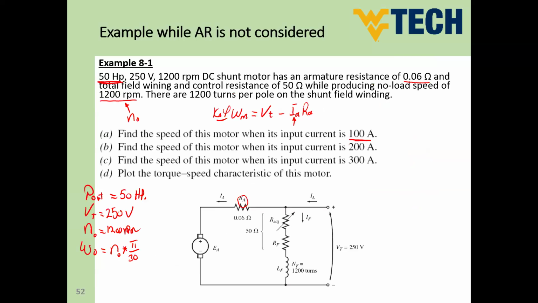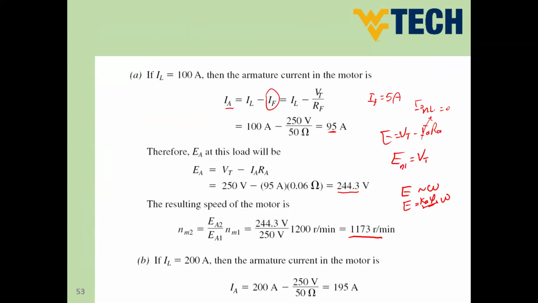Part B, it's just train yourself again to do the calculations at different values, at 200 ampere and 300 ampere. So the reason is, here in part D, he will ask you to plot the torque speed characteristic using these data. Okay, so part B and C will be by the same way. So just you need to calculate the current and substitute in the relation and get the EMF, and then compare with the EMF at no load in order to calculate the new speed.